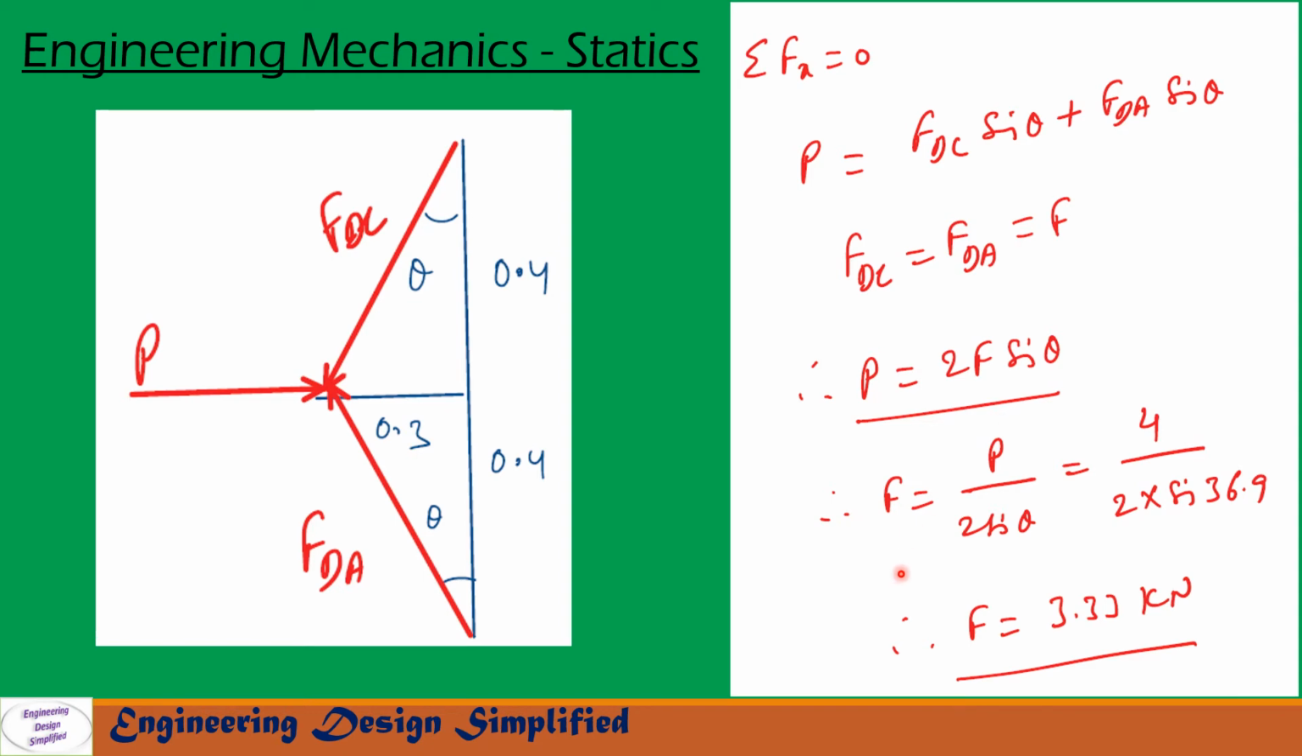From here, F equal to P by 2 sin theta, that is equal to 4 by 2 sin theta, where P is 4 kilonewton given in the problem. So F equal to 4 by 2 into sin 36.9 degrees. So force in either of these members, F equal to 3.33 kilonewton.